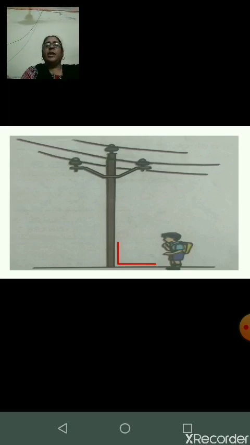What is this picture about? Yes, this is the picture of an electric pole. Here also, can you see that red line drawn showing the angle? Yes, here also there is an angle between the electric pole and the ground. If you see the electric pole and the ground, an angle is formed.